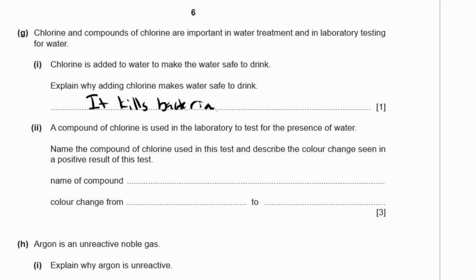2. A compound of chlorine is used in the laboratory to test for the presence of water. Name the compound of chlorine used in this test and describe the color change seen in a positive result of this test. Okay, so the chlorine compound that's used with a color change for testing for water is cobalt 2 chloride. And this is a really pretty test. It goes from a nice blue to a nice pink. So cobalt 2 chloride goes from blue to pink in the presence of water.